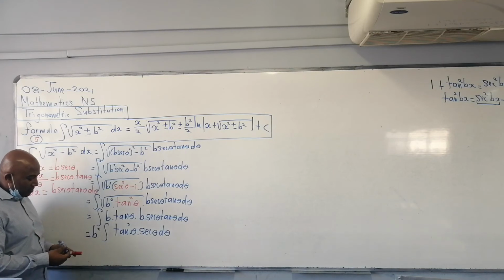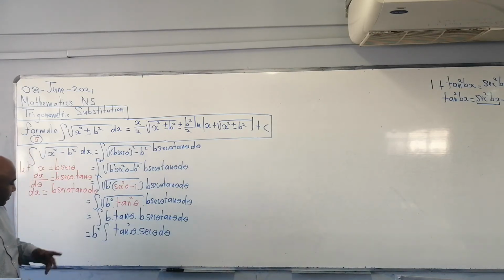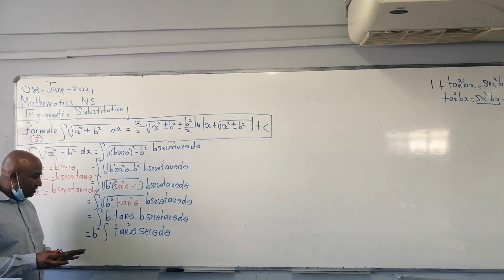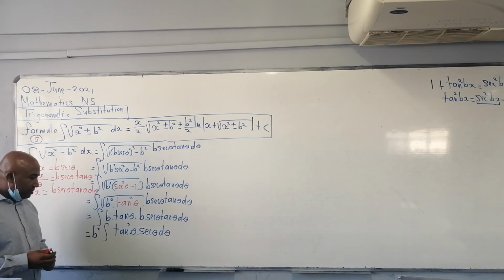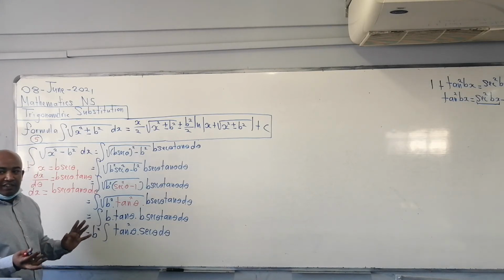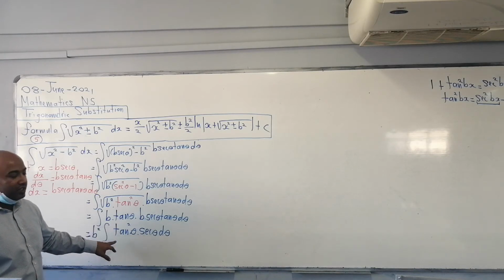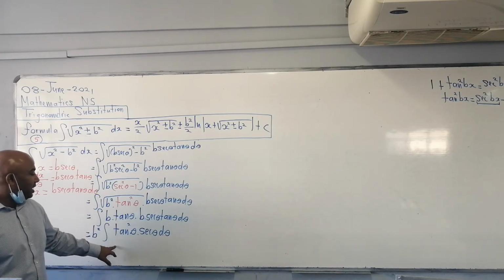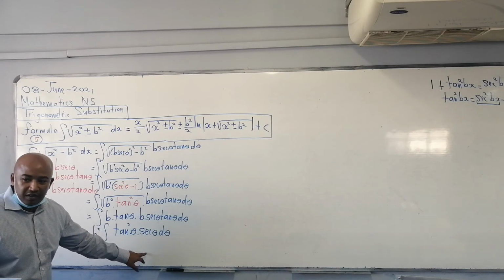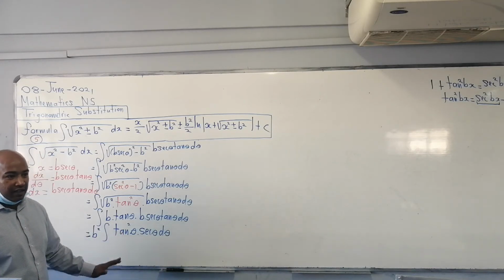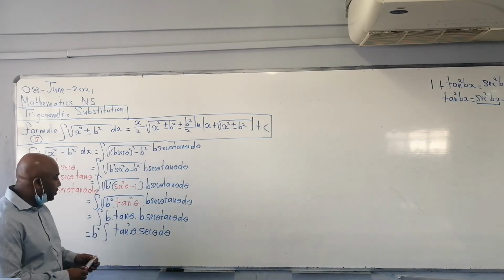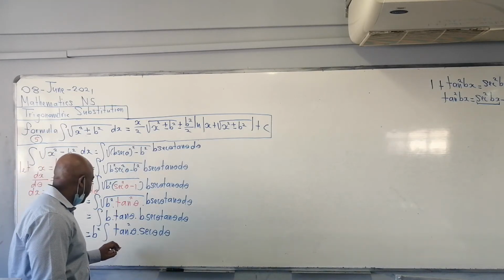Alright, so what can I let u equal to? It's an unusual case now. Okay, then I can do it differently. I can write this as sine squared over cos squared, and then I can write sec as 1 over cos. It can be done that way then. But now what happens if I let u equal sec? Let's see what happens here.